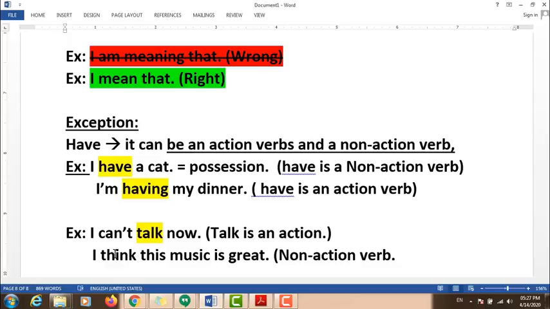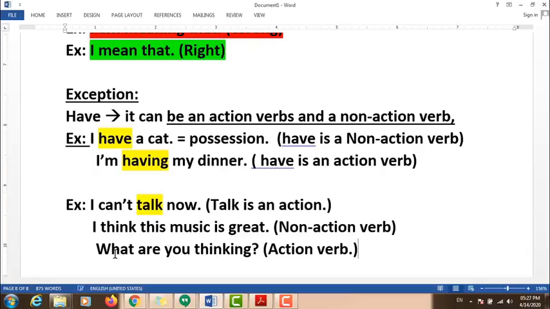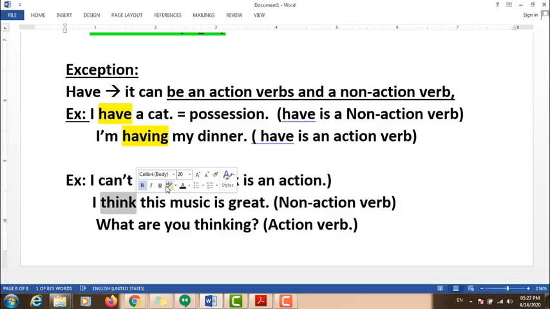Next one. If I say the same thing, what are you thinking? Okay, so here thinking is an action verb. So sometimes, as exceptions, you can use non-action verbs in both, in simple present and also in present continuous.